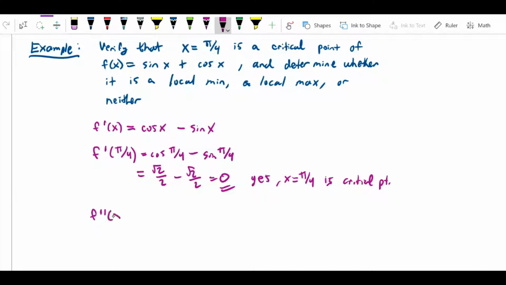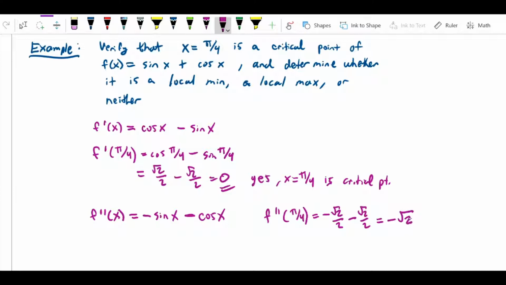So here, since we see what f prime of x is, cosine x minus sine of x, f double prime of x is going to be negative sine x minus cosine x. So that means that f double prime of pi over 4 is equal to negative root 2 over 2 minus root 2 over 2, which equals negative root 2. Now, we don't really care about the fact that it's negative root 2. What we do care about is the fact that it's negative, because that's what the second derivative test requires.